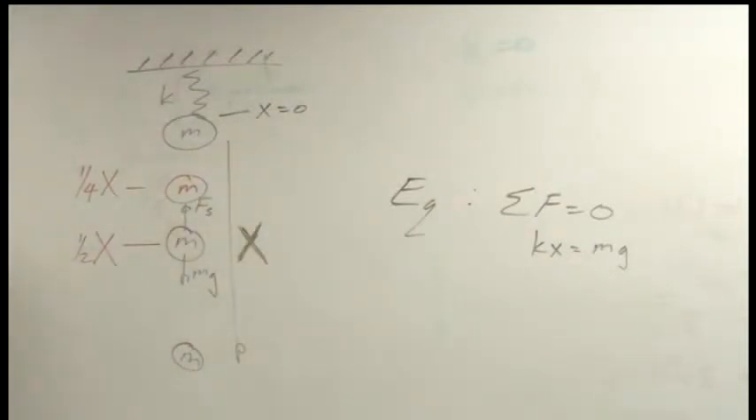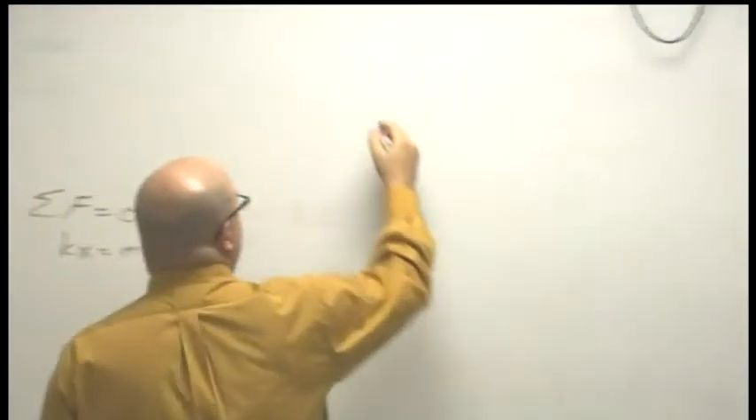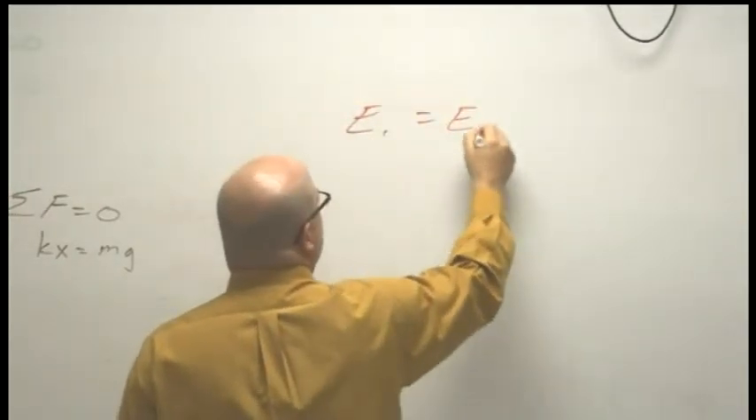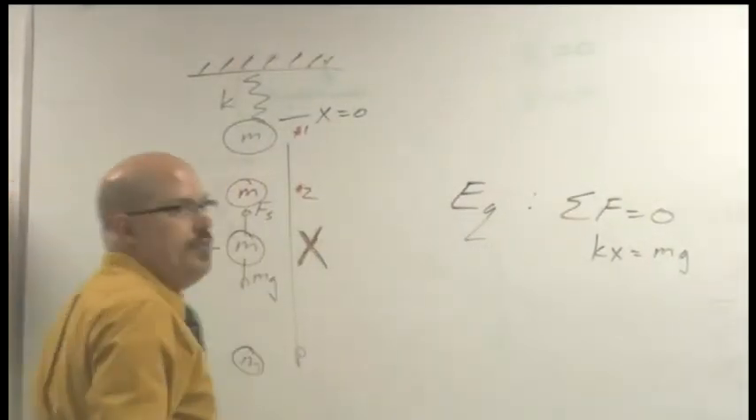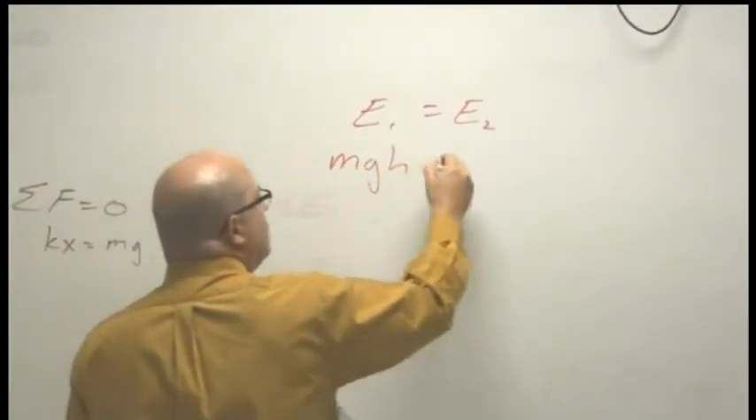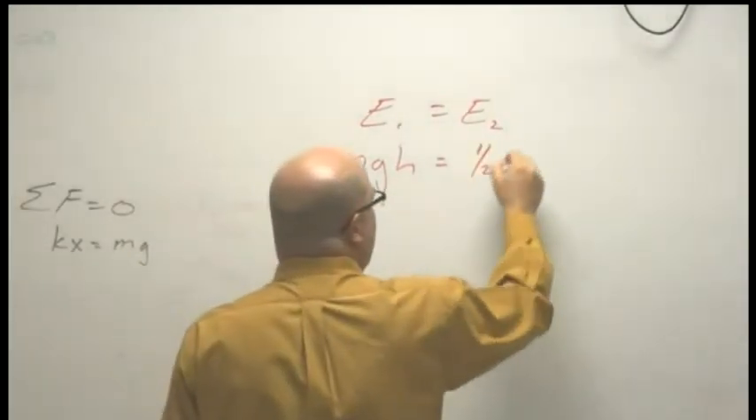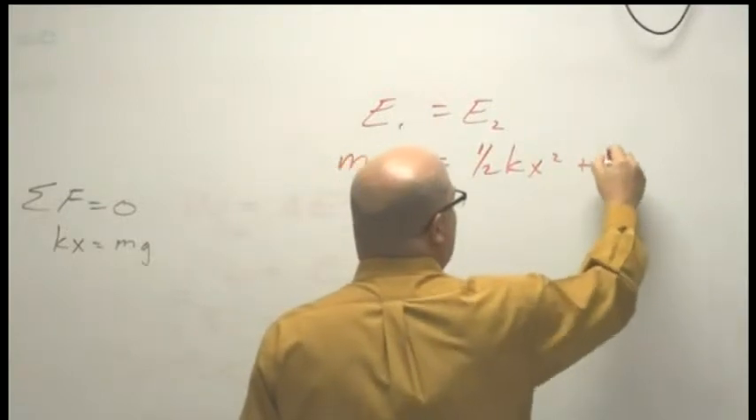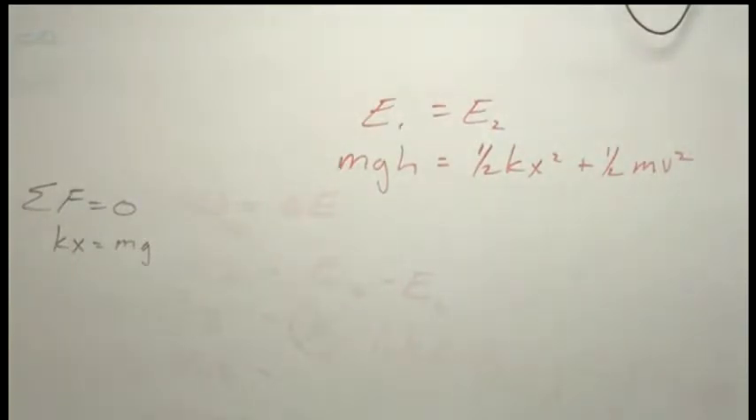Here's what I did. I only have conservative forces going on, so I said E1 equals E2, conservation of energy. Here's my location number 1, and here's my location number 2, and I set those equal. At location number 1, I have only mgh. At location number 2, I have 1/2 kx squared plus 1/2 mv squared. But you still have some gravitational.